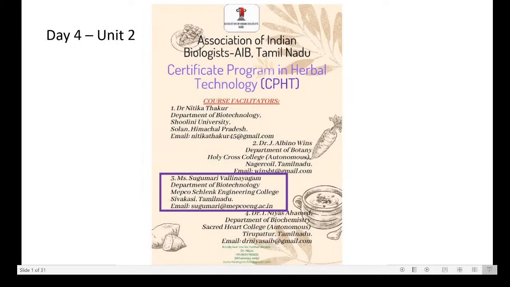Myself, Sugamari Vallinayagam. Today, I am going to take up classes about the phytochemicals because, as per the schedule, Unit 2 fully contains plant collection, processing, and cultivation. Here today we are going to discuss the phytoconstituents present in various medicinal plants and their therapeutic uses and herbal activity for various diseases.